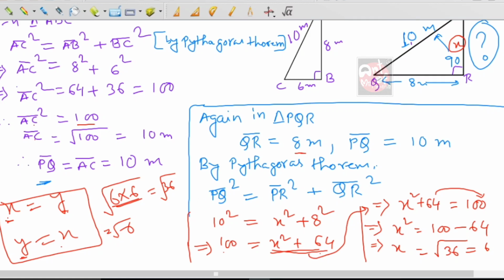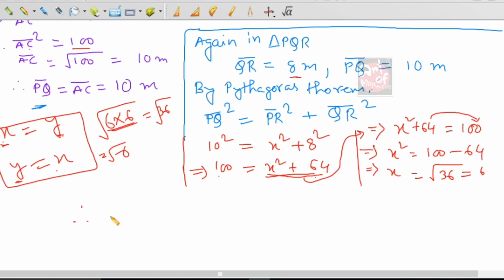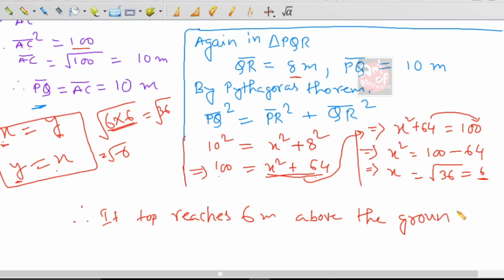So we can write now what they have asked. Its top reaches 6 meter above the ground. Okay, this is the answer. I hope you all understood.